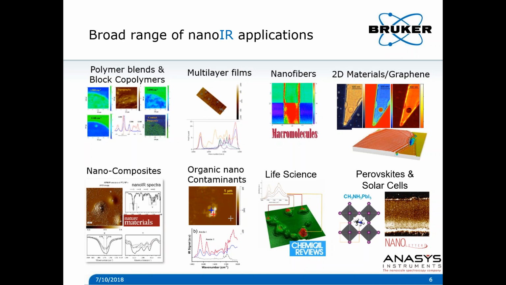Nanofibers, nanocomposites, organic nanocontaminants in the semiconductor and data storage industry. Life sciences has always been a prevalent application for it. And then also developing into 2D materials, graphene, and then also perovskites, etc. So an ever-growing range of applications is resulting from the developments of Nano IR.